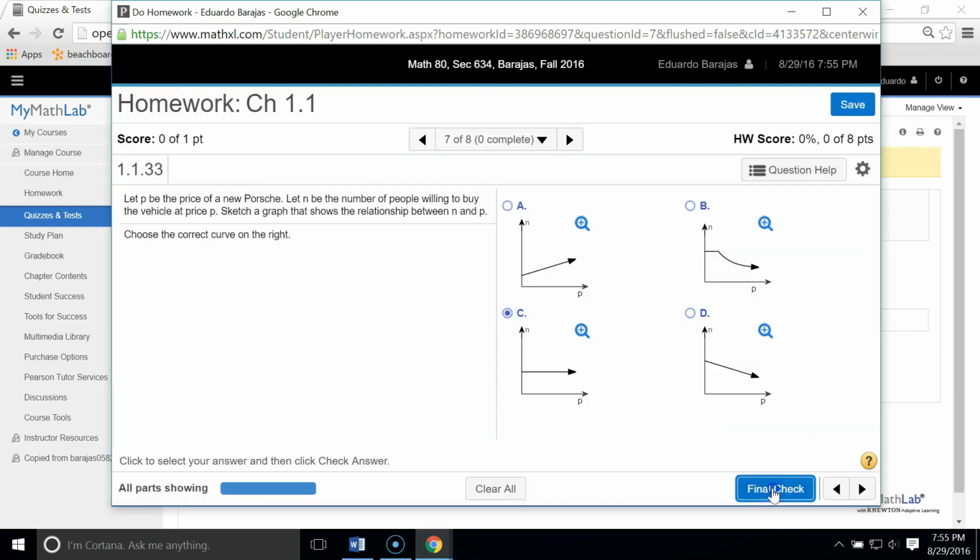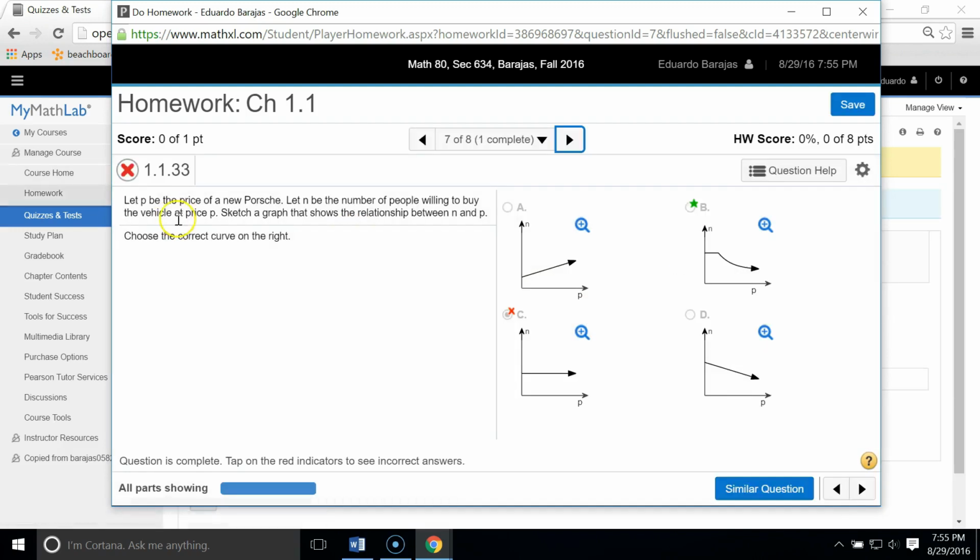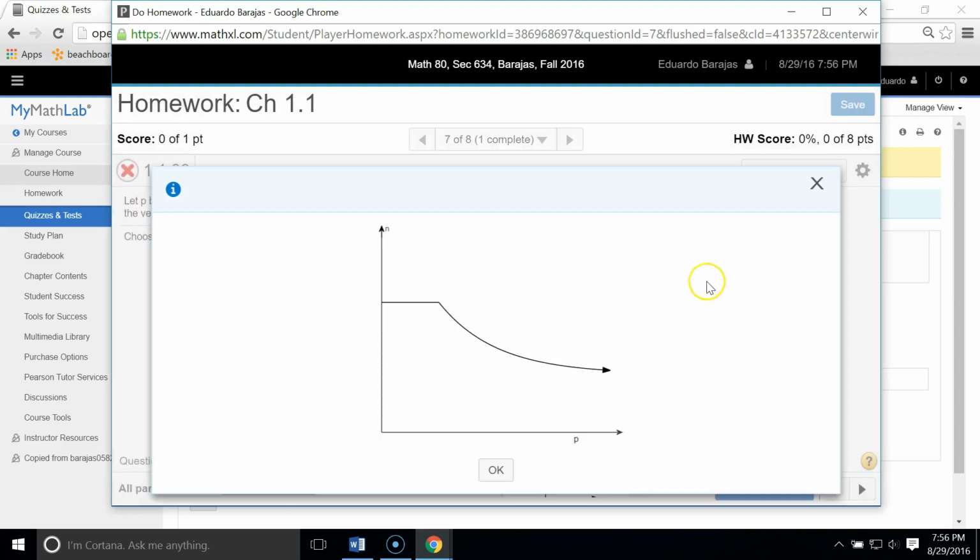Okay, I think it was C. No, not at all. Okay, so it's going to mark it wrong. It's going to give us a big, ugly red mark here. It'll show us what the right answer was. Oh, I guess they went with this one. So they think that there is a little bit of a gap where the price can change a little bit and the same number of people will buy it. And then it starts to go down. Interesting. All right.